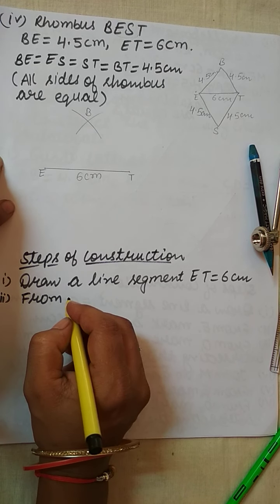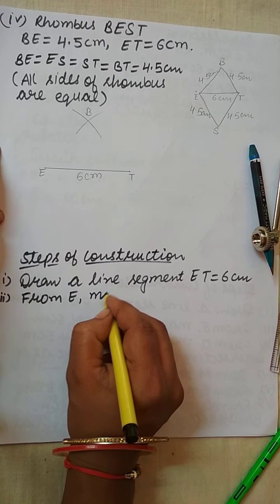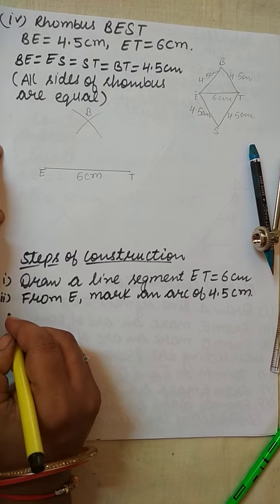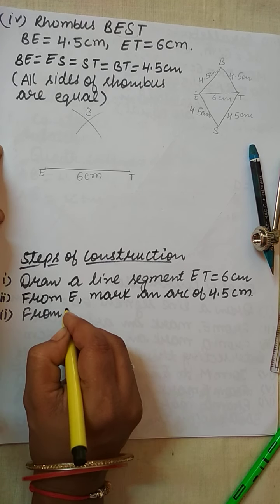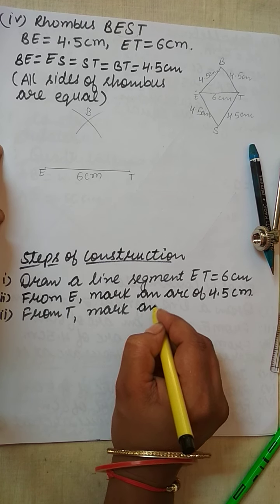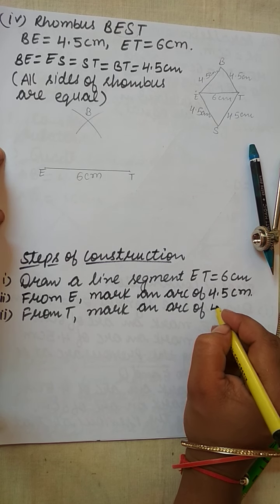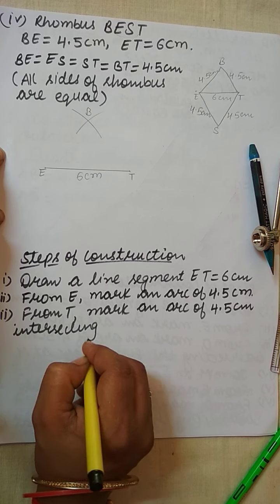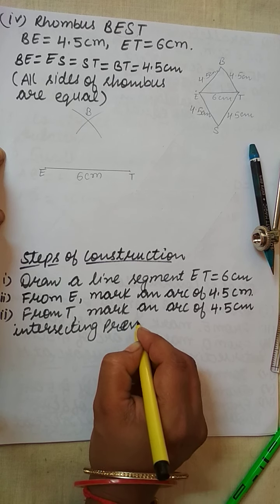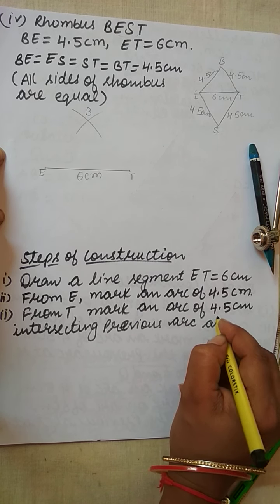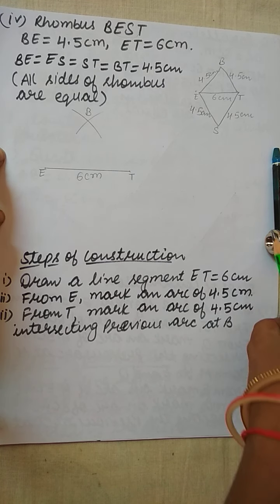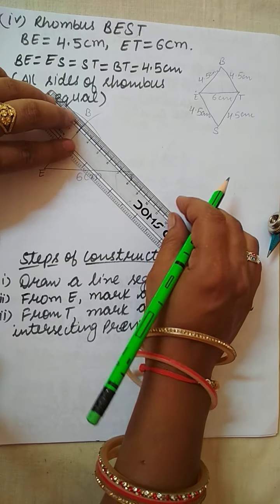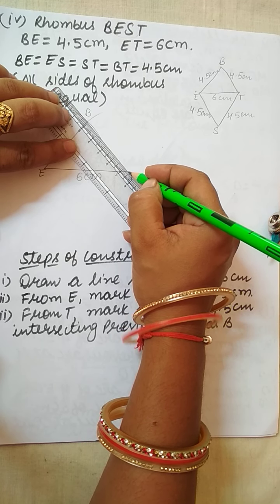From E mark an arc of 4.5 centimeter. Similarly from T mark an arc of 4.5 centimeter intersecting the previous arc at B. Now join B to E and T. So join B to E and T, you will get the upper triangle.